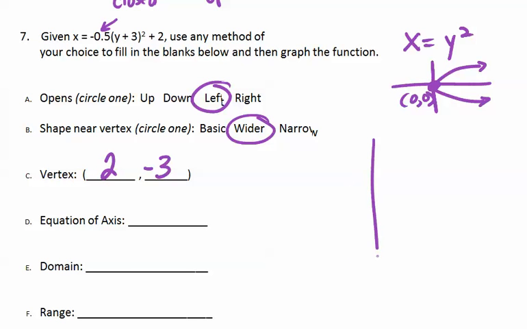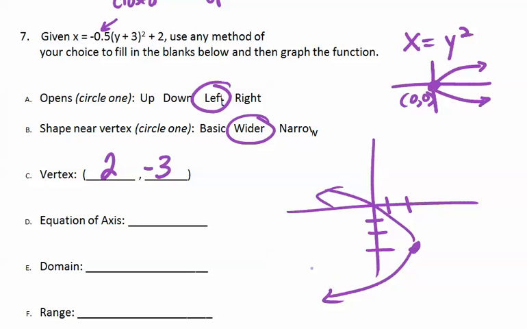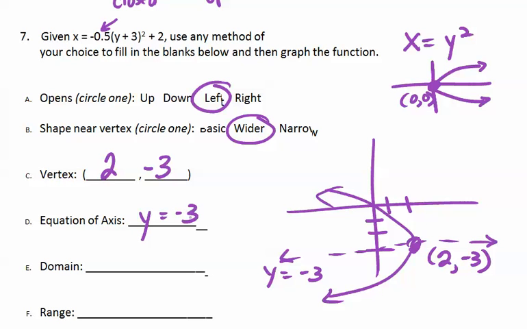So now we know where our parabola is located at least, 2, -3. And we know it opens to the left and it's a little wider than usual. So we have an axis of symmetry through the vertex. So the equation of our axis of symmetry would be y equals the y coordinate of the vertex.